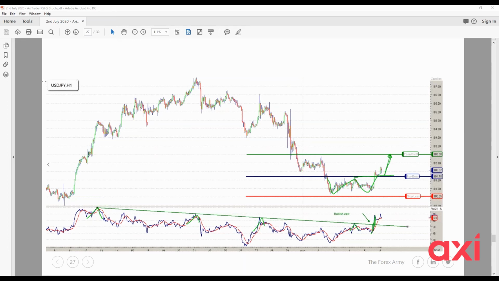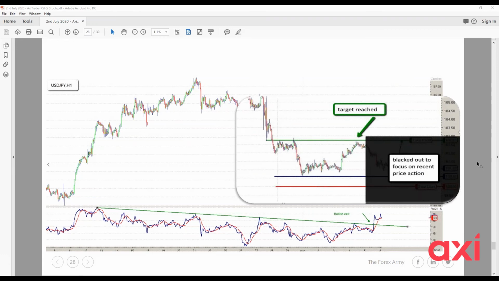So what happened since then is that, true enough, price, I know you can't really see it, but price shot all the way up to our take profit. So that is how you look at the RSI breakouts.